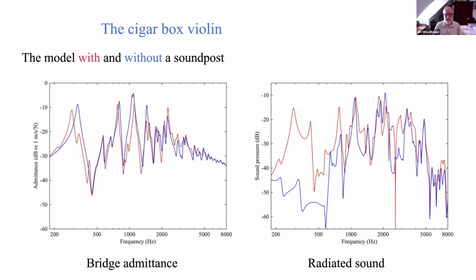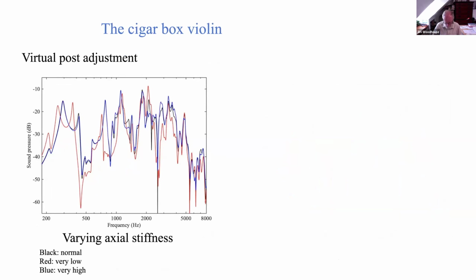So that's encouraging. But again, that's not really what we're interested in. Removing the post altogether is more drastic than anything we want to do. We want to know things about adjustment. And this is where the cigar box model has the payoff. We can simulate all the kinds of adjustment that we're interested in without any expensive woodwork and without any risks of things collapsing. So first of all, what I'm doing here is varying the stiffness of those axial contact springs.